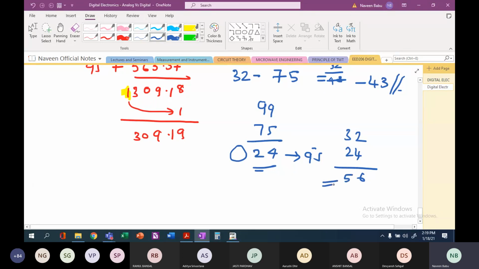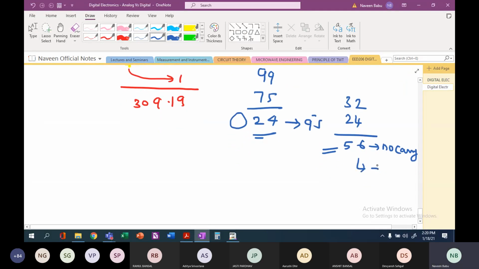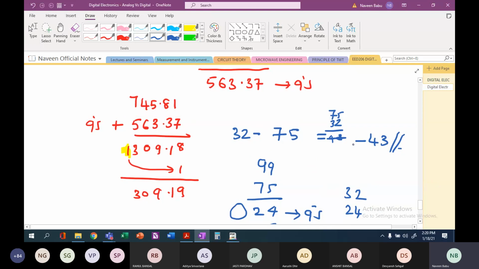Now I am not having any carry here, no carry. Which means that this is a negative number, and which means that this is a 9's complement of some other number. So taking one more 9's complement will get me the original number. So 99 minus 56 is going to be 43, and the answer will be negative. So it is minus 43, which is the same answer we got.